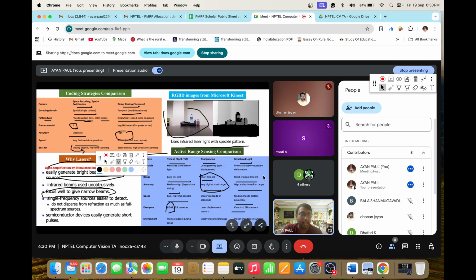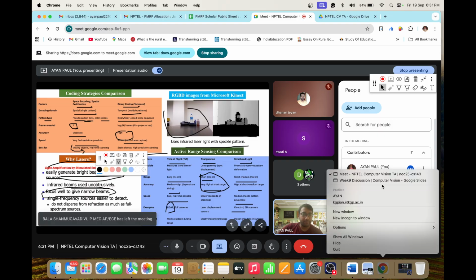In range imaging, we use either passive range imaging or active range imaging. Active range imaging means projecting our own energy, emitting the energy and then collecting it. Passive means we are not projecting any energy of our own, we are only using the energy from the environment, that is the light around it. So that is the difference. Let me move on.